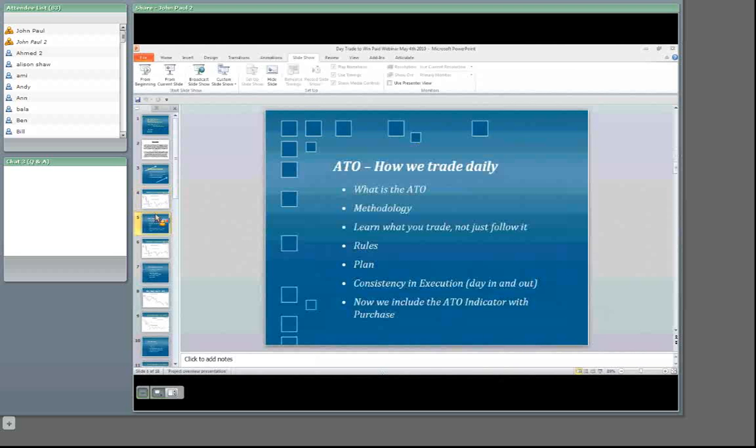What does it mean? The at the open method is an actual method that trades normally in the morning. I want to be done by noon Eastern Standard Time. It does not trade in and out consistently. It only takes 1 to 2 trades maximum, is what I like to say. And really it was developed to get me in, get me out, and to be done as soon as I can. Okay? 2 to 4 points is all I'm looking for.